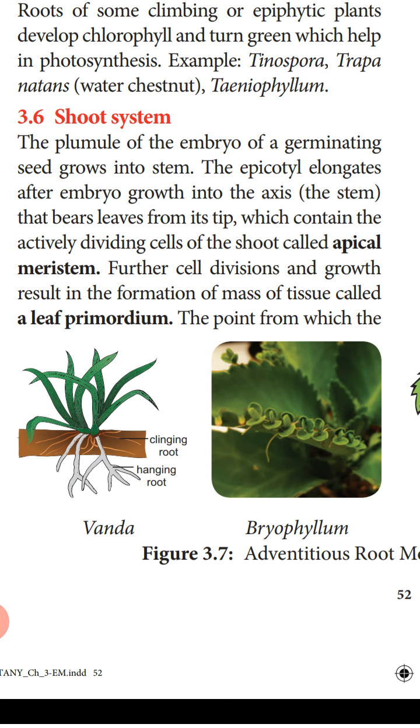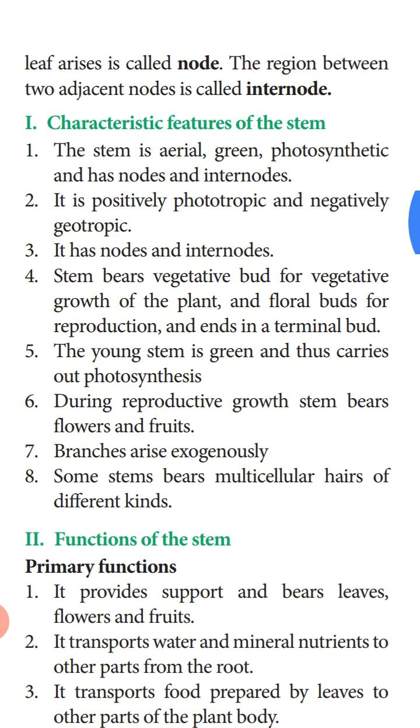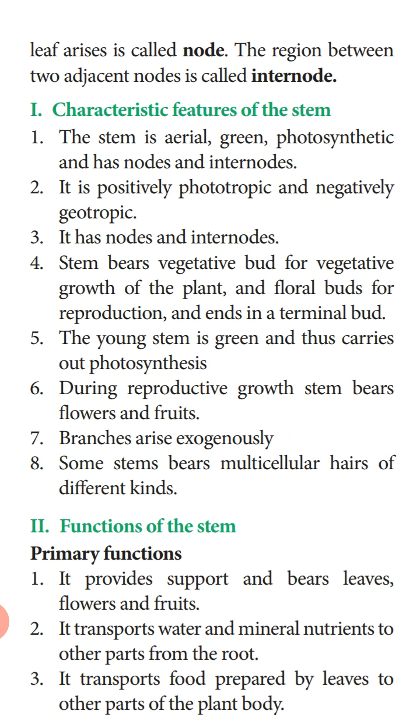Further, the cell division and growth result in the formation of a mass of tissue that is called the leaf primordium. As we have studied, the cells in the apical meristem are in a state of division. They will form a mass of tissues, and that is called the leaf primordium, or the leaf initium. The point from which the leaf arises is called the node, and the region between two adjacent nodes is called the internode.